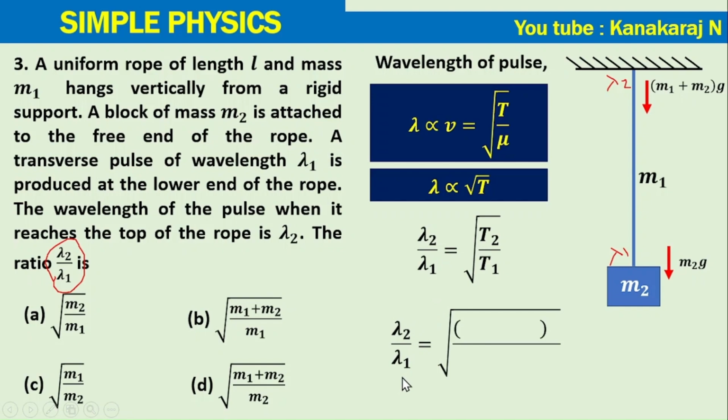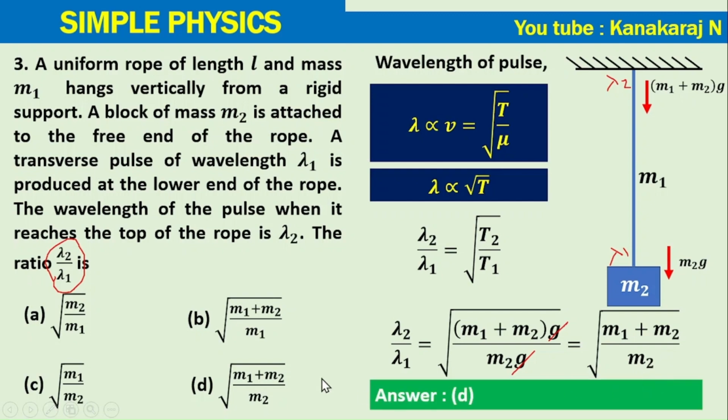Lambda 2 upon lambda 1 equals the square root of T2 upon T1. The tension at the topmost point is M1 plus M2 into G, whereas the tension at the bottommost point is M2G. So, cancelling G here, we get lambda 2 upon lambda 1 equal to square root of M1 plus M2 upon M2. So, the option D is correct.